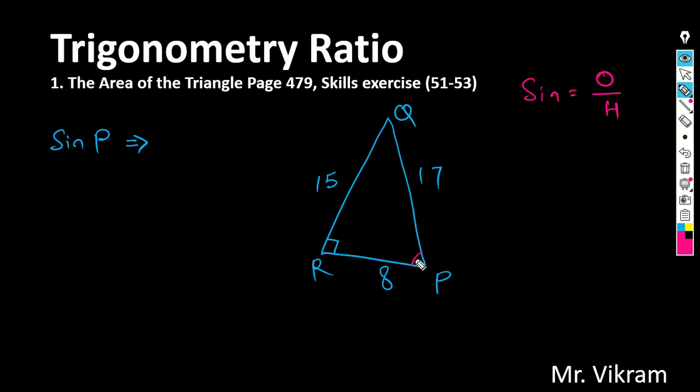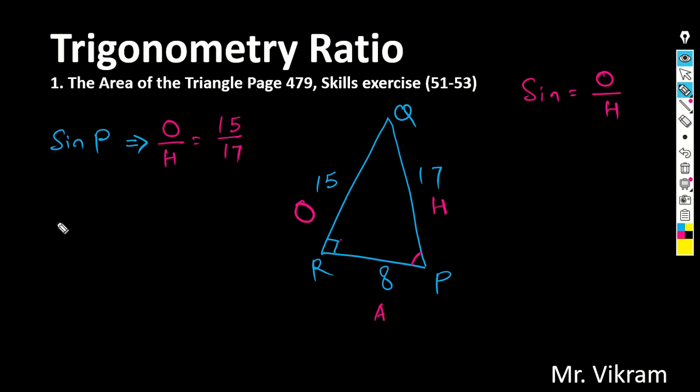Now from here, which side is hypotenuse first of all? Hypotenuse is always opposite to the 90 degree angle. So this is your hypotenuse. Now which side is opposite? I told you from the angle where you stand, this side will be opposite and this is adjacent, right? So sine P will be opposite over hypotenuse, which will give you 15 over 17, right? Let's try to find a few more questions.